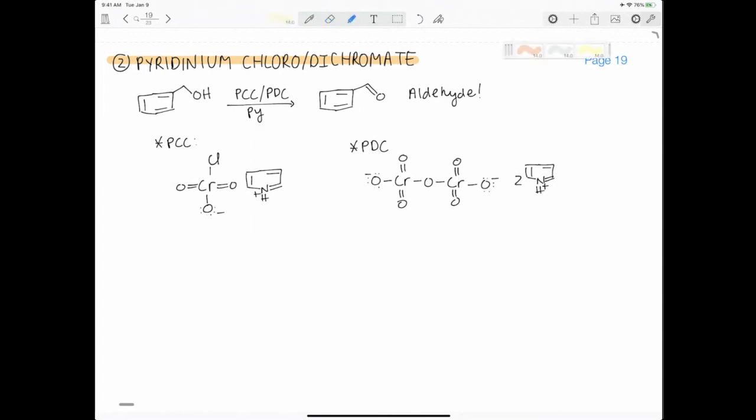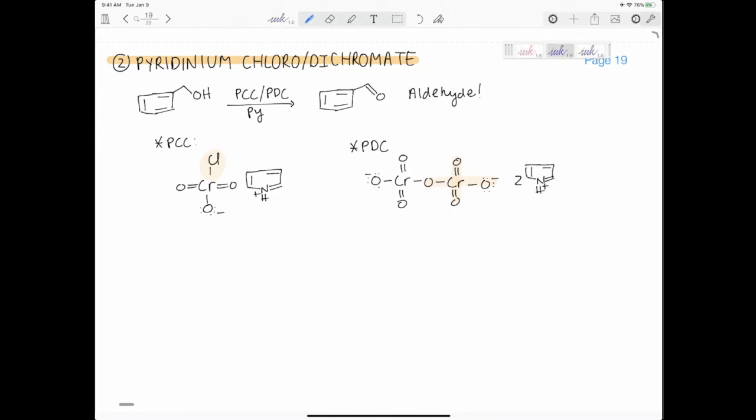Now, I need to draw your attention to the leaving groups. Because you're going to kick out a leaving group, right? In PCC, the atom that leaves is the chlorine atom. In PDC, it's this entire molecule here. Okay, it's just going to leave. So you don't need to be afraid if you get PDC. Just know that one leaving group is just way bigger than the other. Okay.